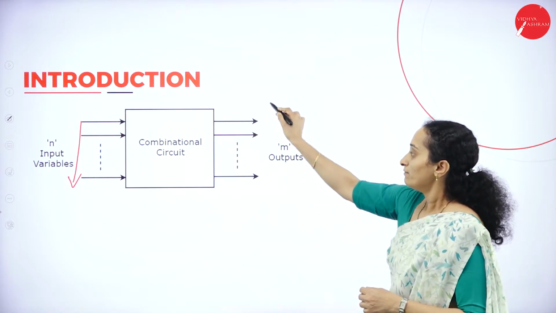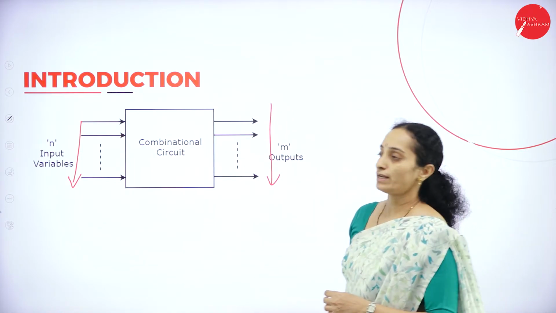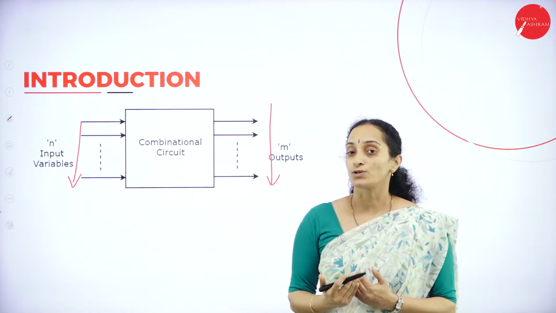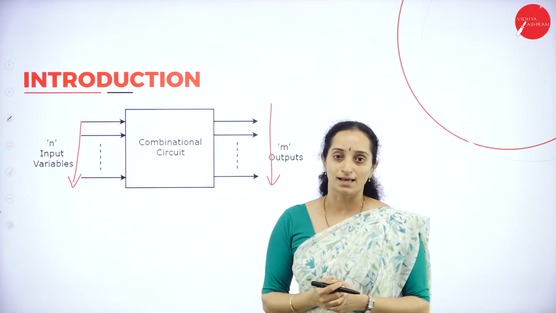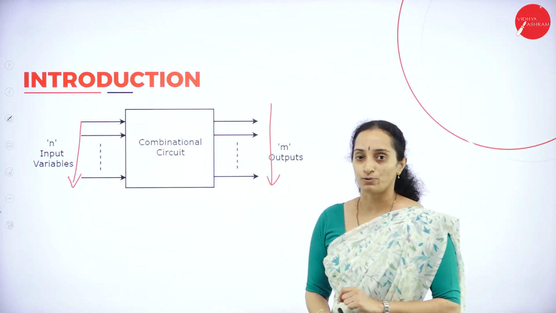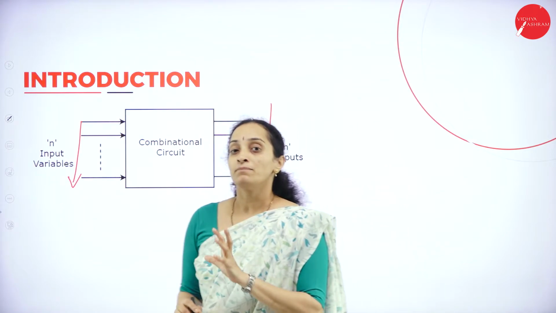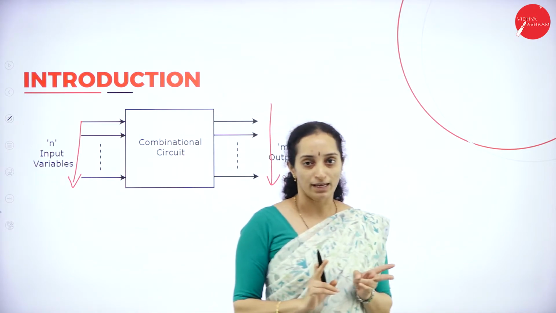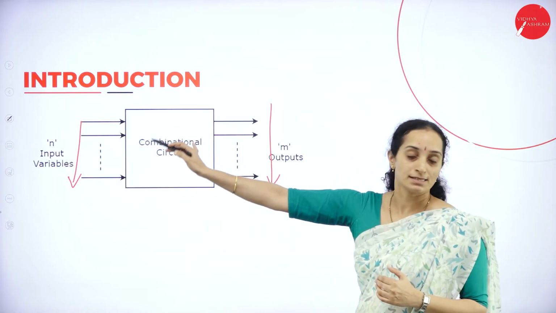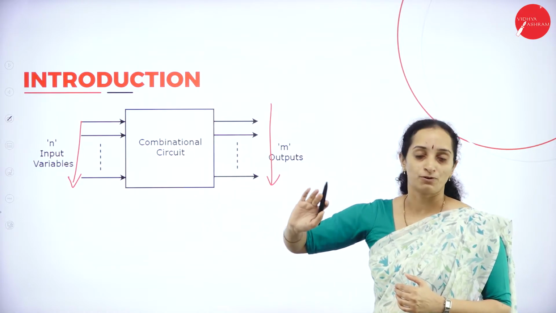All right. With the combinational circuit, when input gets into the combinational circuit, the combinational circuit is going to process the given input and produces m number of outputs. Okay. The n and m, why we are using different variables is number of output variables doesn't depend on the number of input variables.